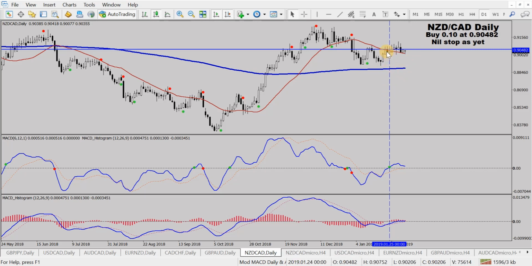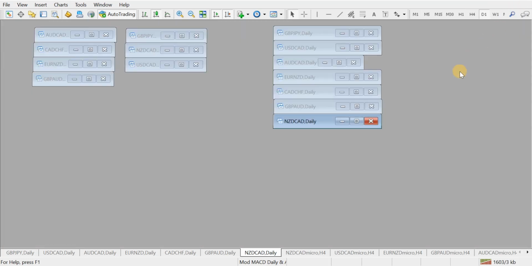All right, and the other pair I'm trading is the New Zealand CAD on the Mod MACD charts. I'm in a buy from here, and it's just gone nowhere. So we're just under our point of entry at the moment. Fast MACD is just hanging above the 0 level, so standard MACD is not looking that flash. Bit flat, bit ugly. That's the way it is sometimes.